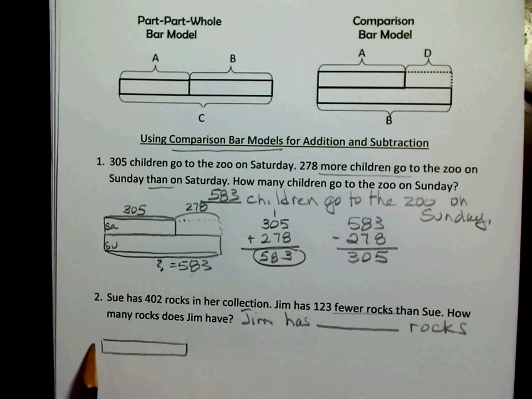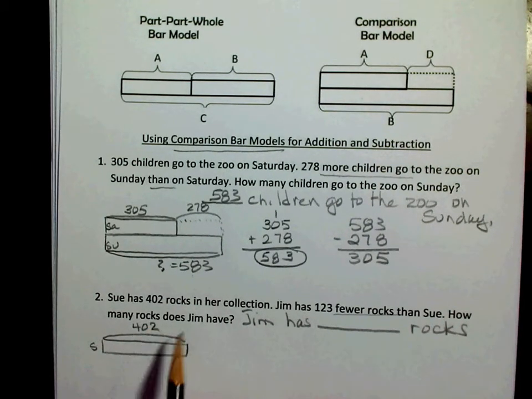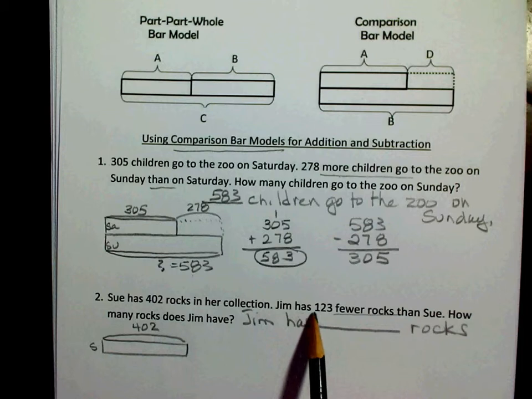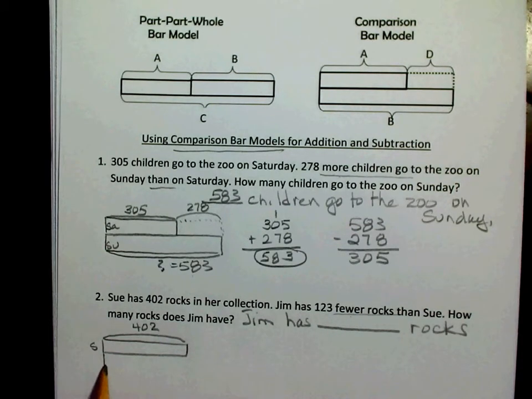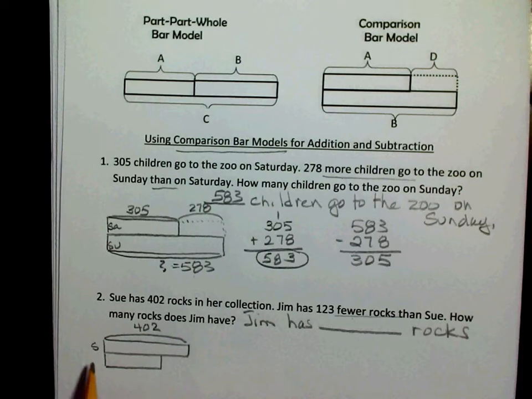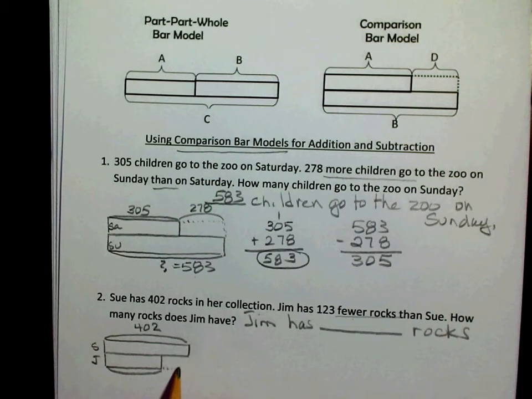So I know this is Sue, and I know she has 402 rocks in her collection. Jim has 123 fewer rocks than Sue. So this time I'm going to make Jim's box, but it's going to be shorter because Jim has fewer. I don't know how many he has, but I know how many fewer he has, so I can do the more than less than box, which is 123. And again, looking at this, I can clearly see I have my biggest part.